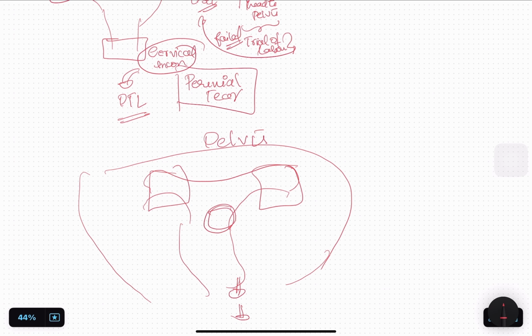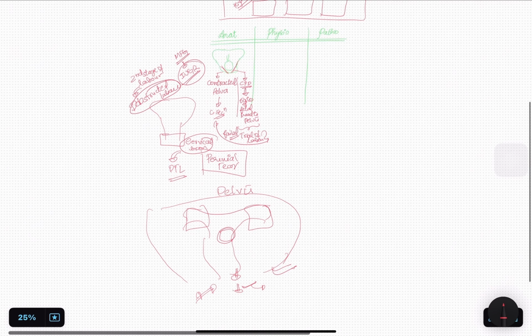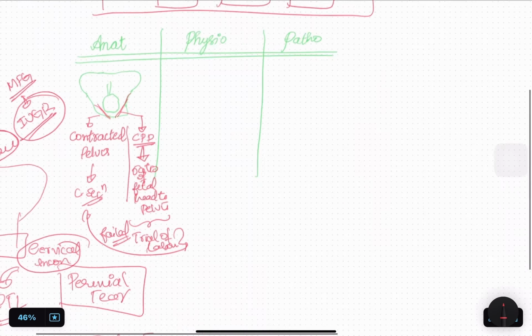So we have to talk about some conditions, some problems which occur in the bony pelvis if it's not dilating, or if it's contracted, or if there is any problem in the cervix, like what we discussed called cervical incompetence, which will lead to preterm labor, or if the second stage is prolonged, then it is obstructed labor. And during the episiotomy, you can have perineal tears. So this is what I need to talk about for labor in anatomy.